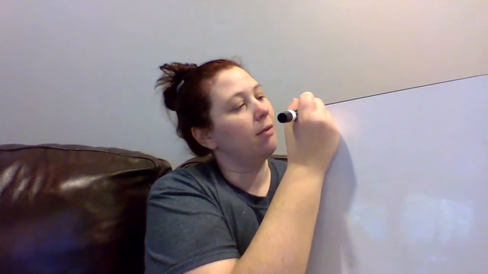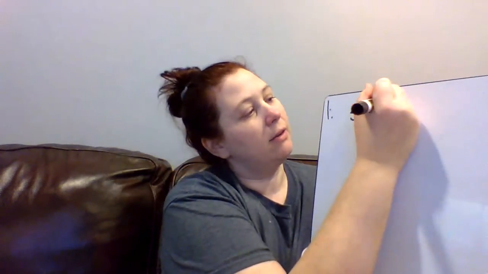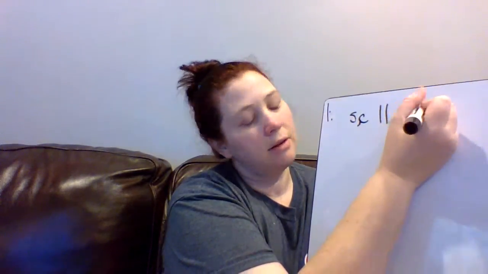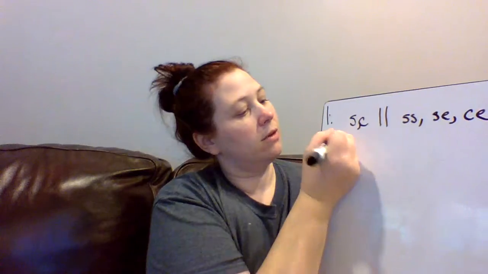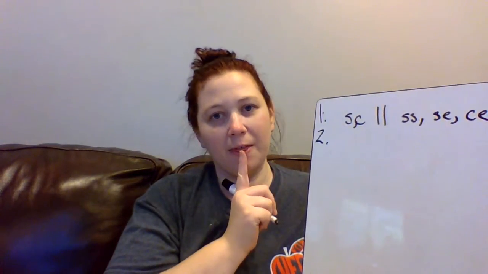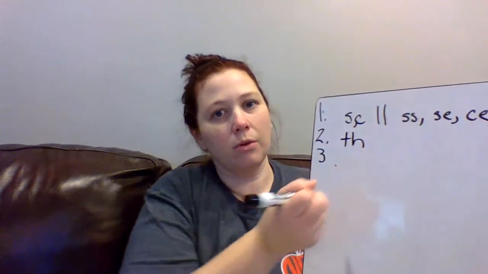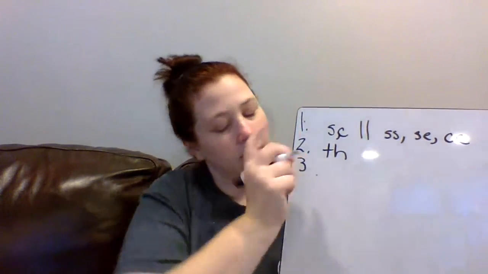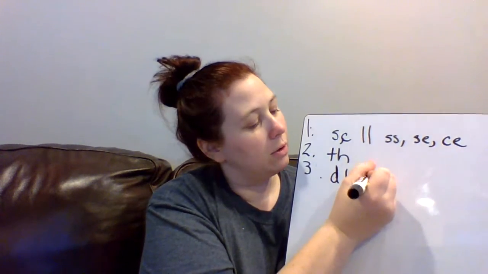So remember with S, we talked about how now C gets added into that and we have a lot more letters. We have S, comma, C. And then as a final sound, we have SS, SE, and CE. All right, on number 2, th. That is TH. Number 3, we have D. So D is D. Final sound, D or comma ED.